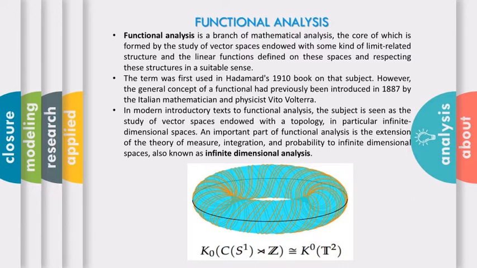The term was first used in Hadamard's 1910 book on the subject. However, the general concept of a functional had previously been introduced in 1887 by the Italian mathematician and physicist Vito Volterra. So this is from a historic point of view, when this functional analysis part was first introduced. In modern theory, introductory texts of functional analysis see the subject as the study of vector spaces endowed with a topology, in particular infinite dimensional spaces. So vector spaces are also related to functional analysis in the modern way.